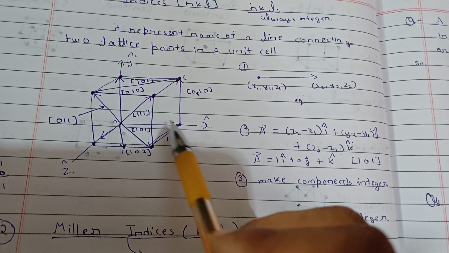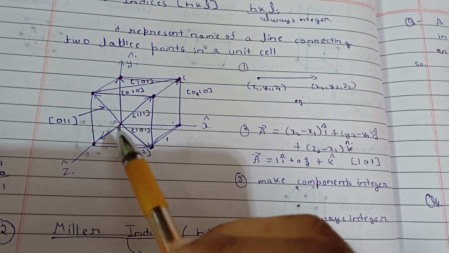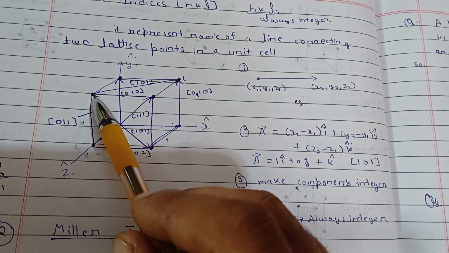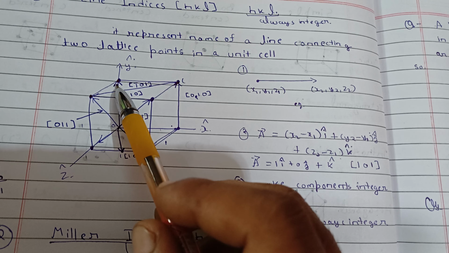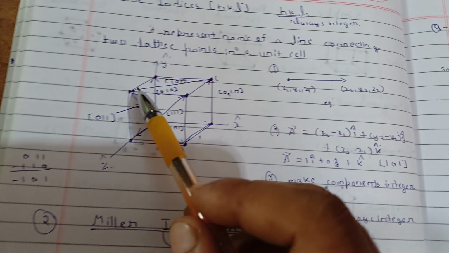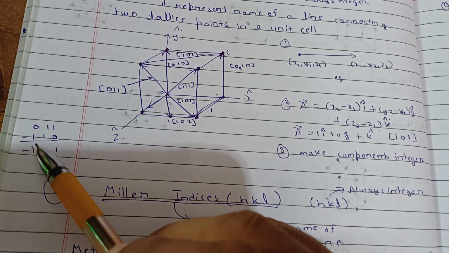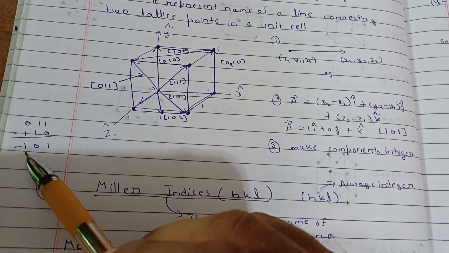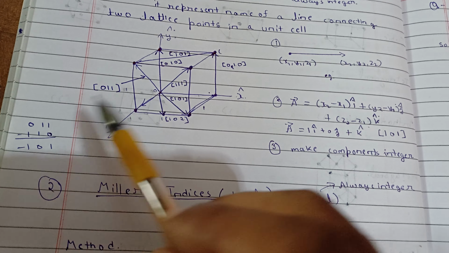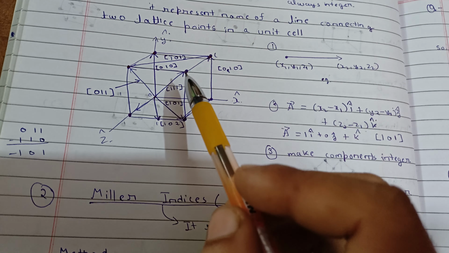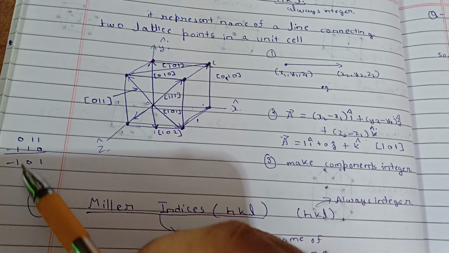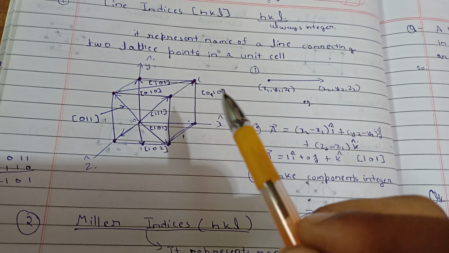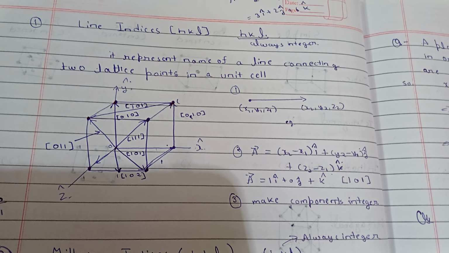For this it will be x1 y1 z0, so it will be 1 1 0, and for this it will be 0 1 1. Now subtract 0 1 1 from 1 1 0 and you will get 1 0 and minus 1. In line indices we represent minus as bar. So the line indices of this line will be 1 bar 0 1. That's how you can find any possible line inside a crystal.